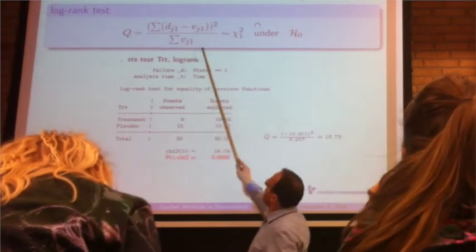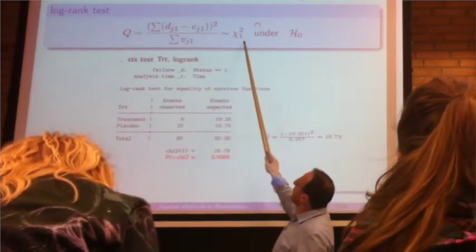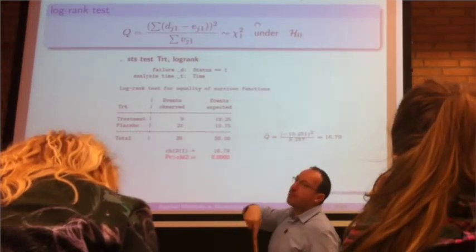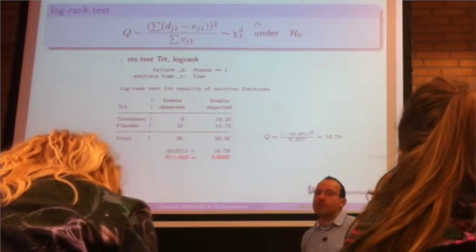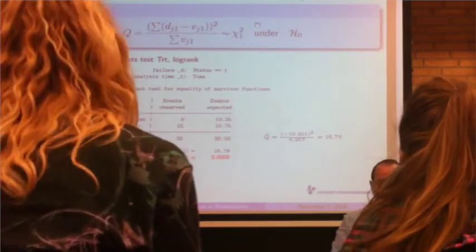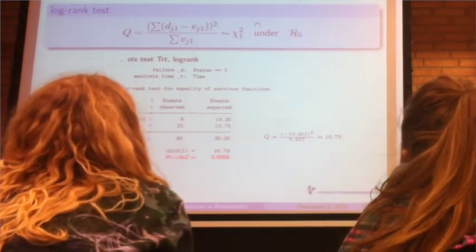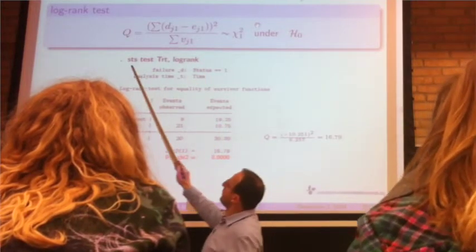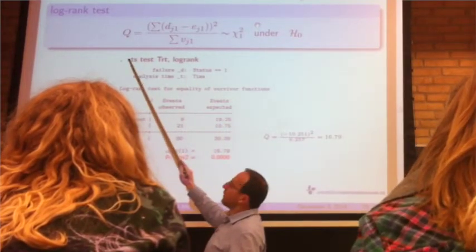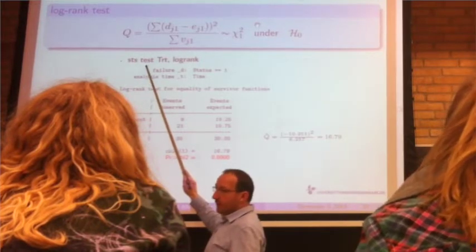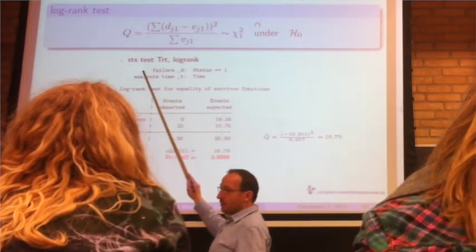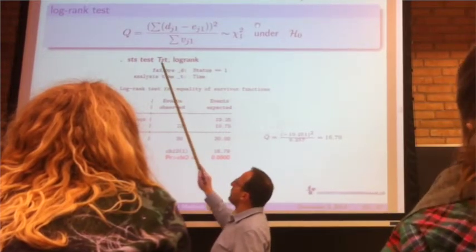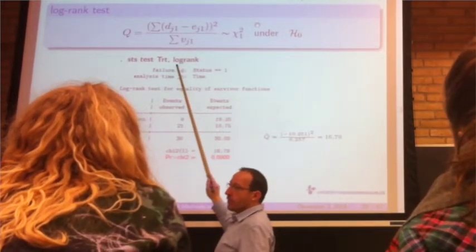And this test statistic is chi-square distributed with 1 degree of freedom under the null hypothesis that the event time experiences don't differ between both groups. If you invoke the log-rank test in Stata, the appropriate command is sts, survival time statistics, followed by test. And what you would compare is designated by the exposure variable, treatment.